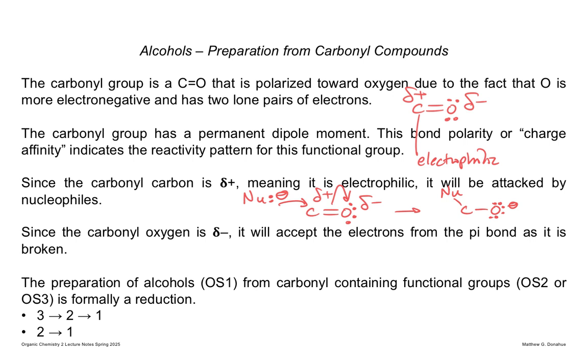Yep. So what you showed was a 2 to 1. What would a 3 to 2 to 1 look like? So if it was at oxidation state 3, I'm going to just show an ester.